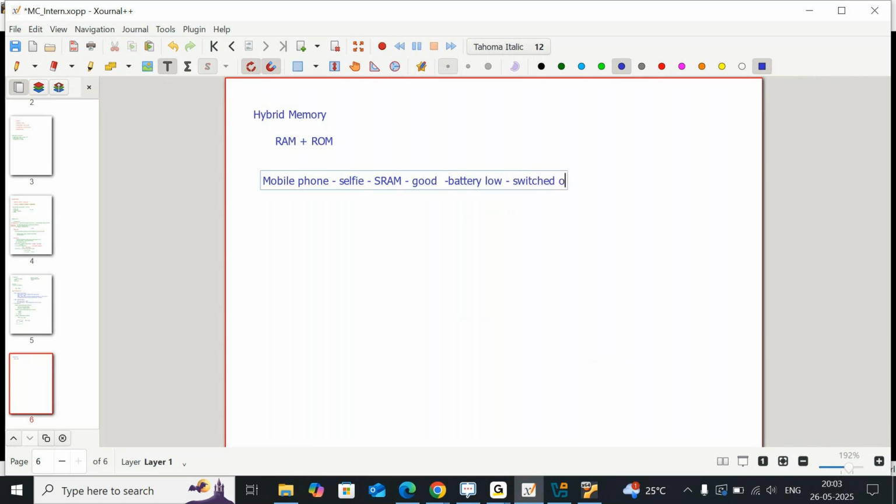Switched off. So you are charging the mobile phone, and then restarting the mobile phone. Charge and restart. Will you be able to find the photo in your mobile phone? Will it be available?